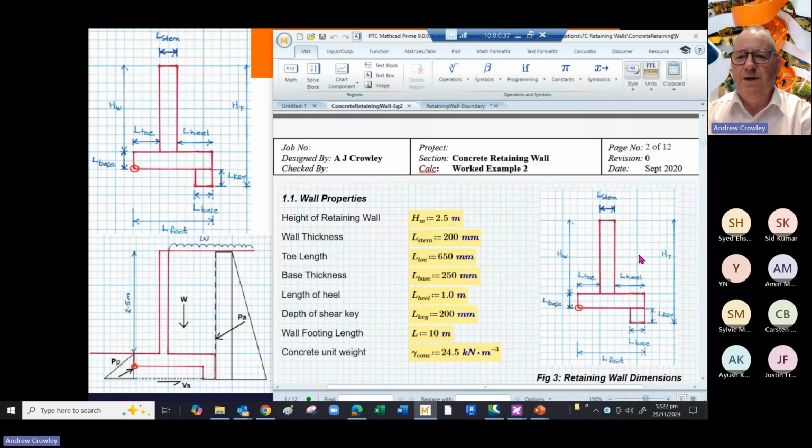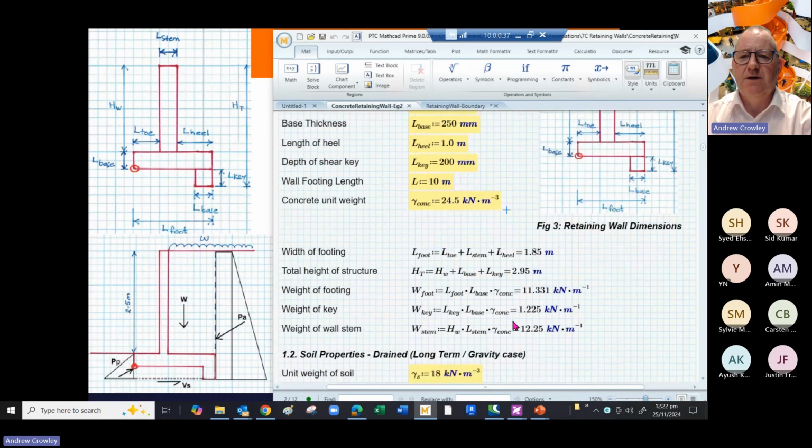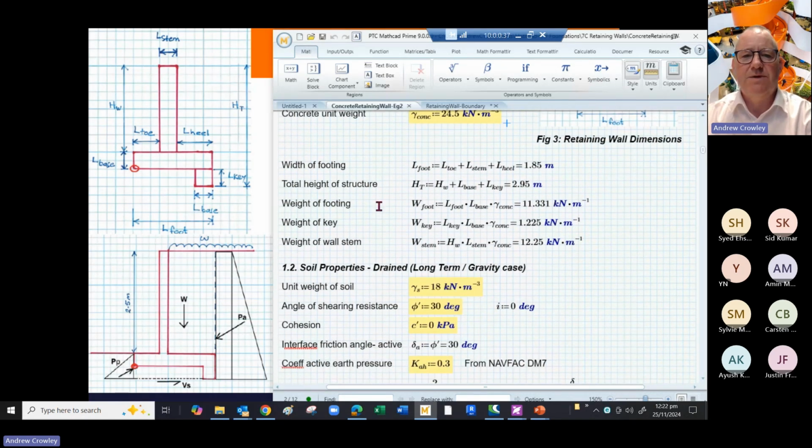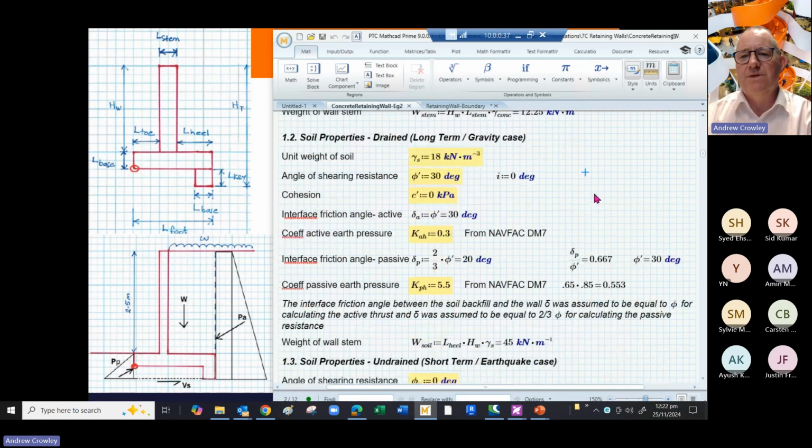So we put in our wall properties, so the length of the base, width of the stem, and so on, how long the toe is and the heel is. That's just straight out of the example, and we derive the width of the footing and the weight of the footing from the parameters given above. We assume from soil parameters that our unit weight of soil, gamma S, is 18, our angle of shearing resistance is 30, and our inclination is 0, of course. And we've got an effective cohesion for the drained condition of 0.